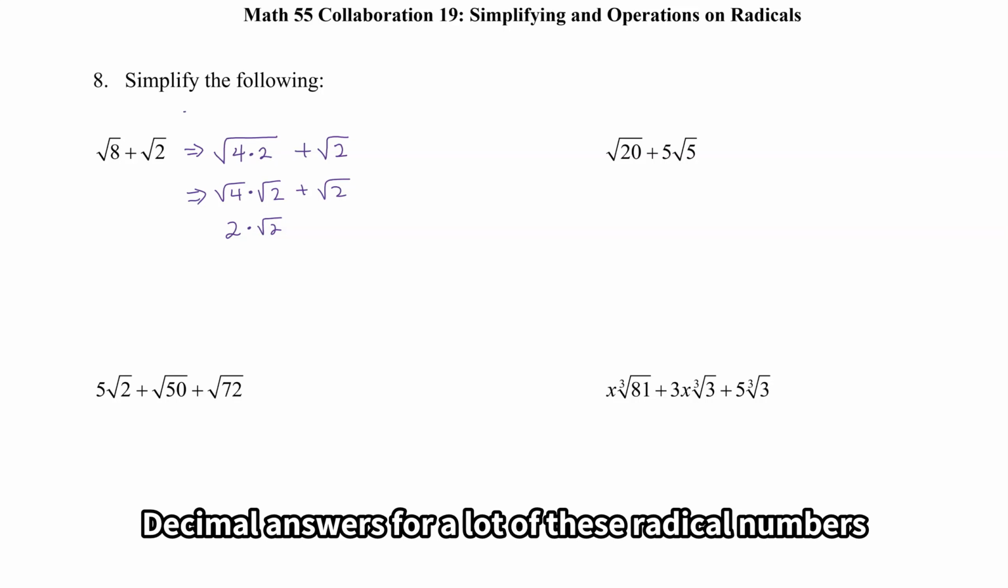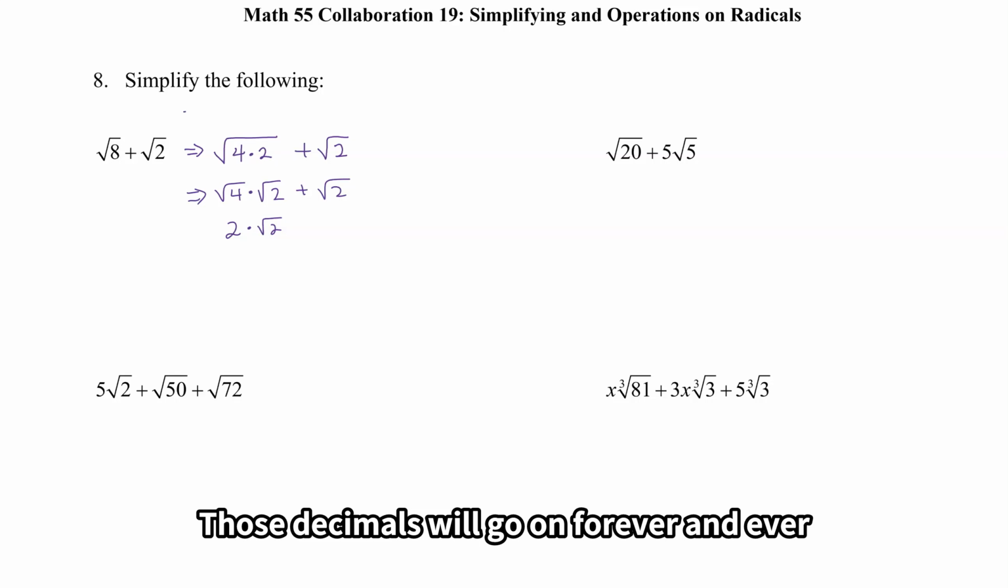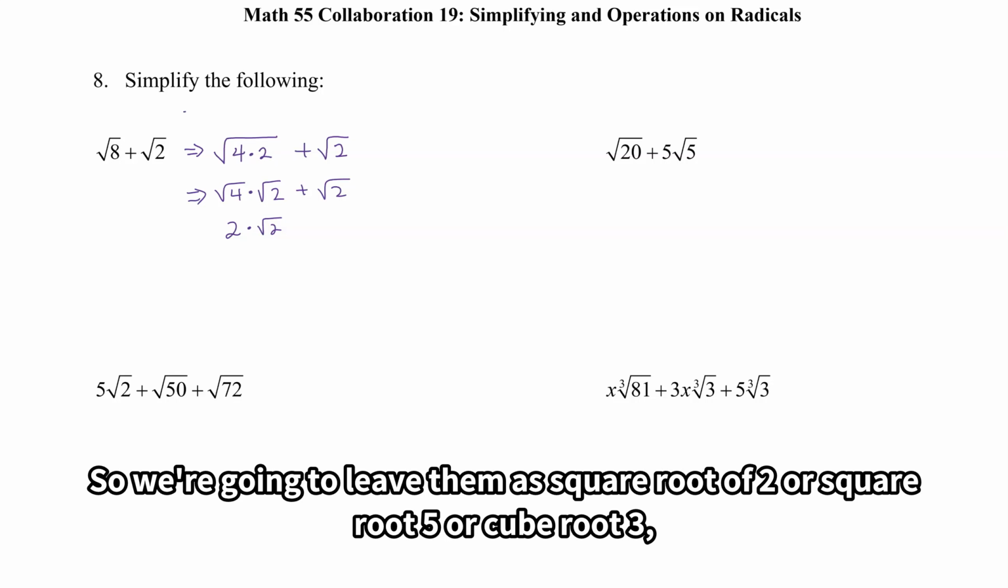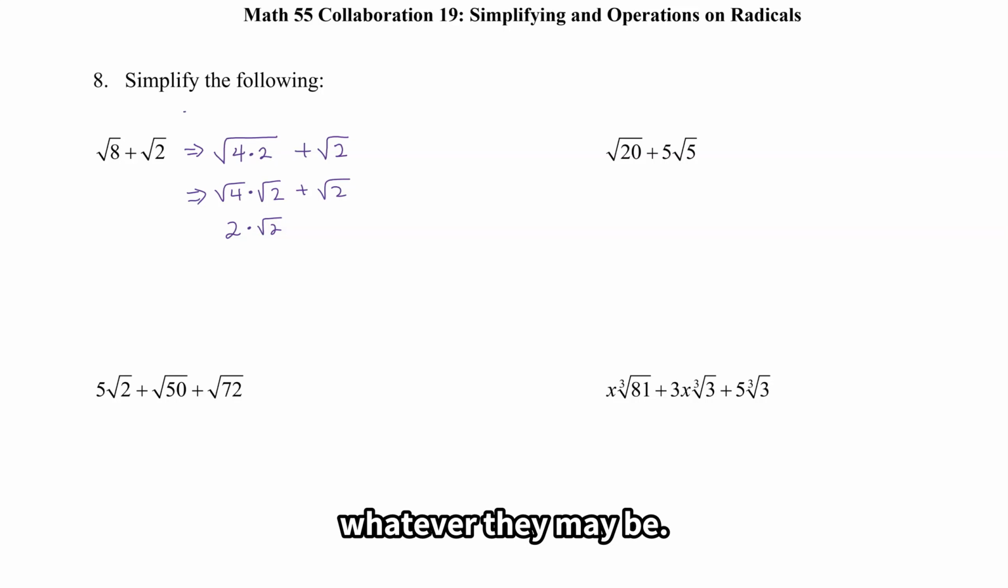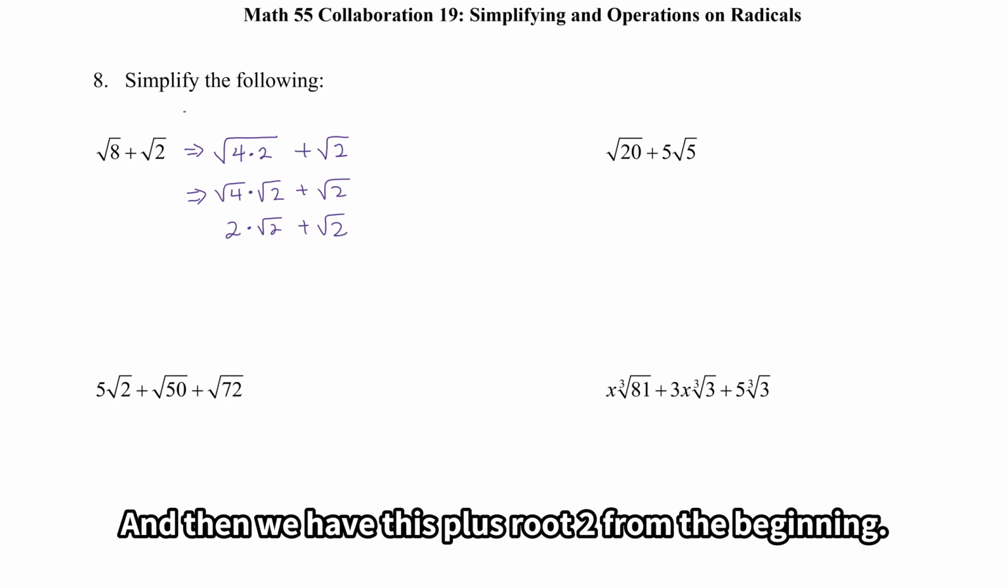Decimal answers for a lot of these radical numbers will be irrational numbers. Those decimals will go on forever and ever and will never repeat. So we're going to leave them as square root 2 or square root 5 or cube root 3, whatever they may be. If we cannot simplify them, we are not going to use our calculator to try to get a numerical answer. And then we have this plus root 2 from the beginning.